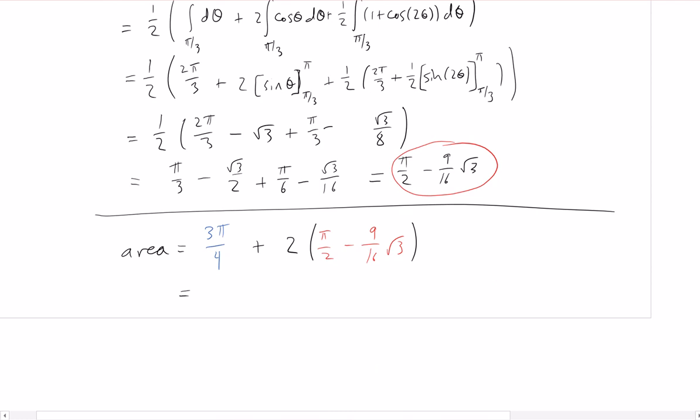So, all in all, if we distribute the 2, we get plus pi minus 9/8 square root of 3, and just combine the pi terms and we're done. So we have 7/4 pi minus 9/8 times the square root of 3. And that is our final answer.